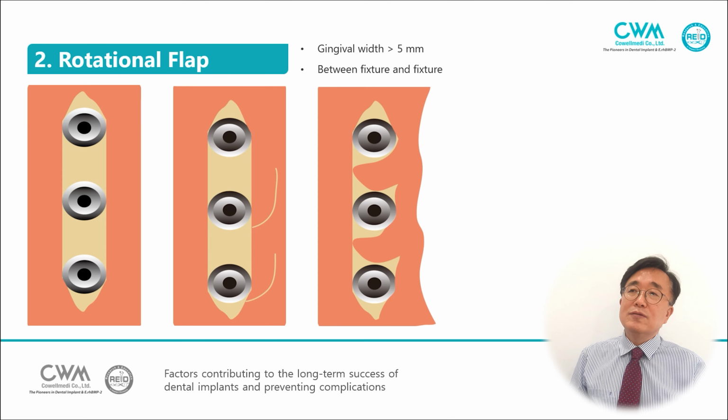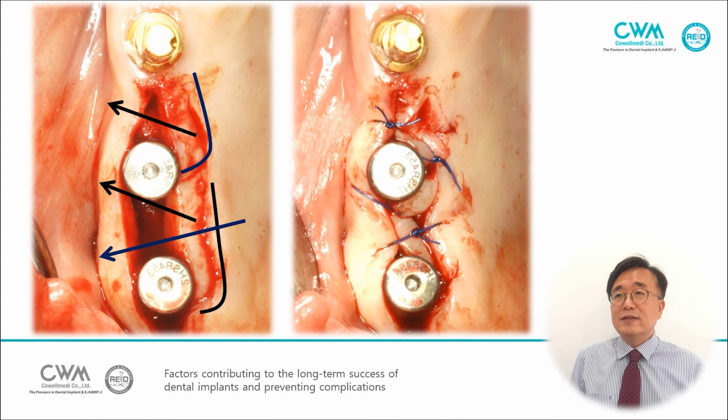And usually we do a rotational flap around the implant. But the implant thickness has to be 5 millimeters in width. So between implant and implant, the space is filled by the rotational flap. And like this, there was thick, wide gingiva on the palatal side. So the incision is made on the palatal side, rotated and sutured like this.